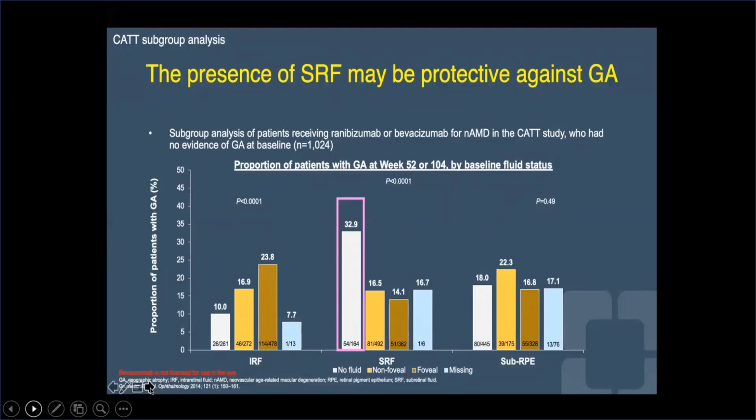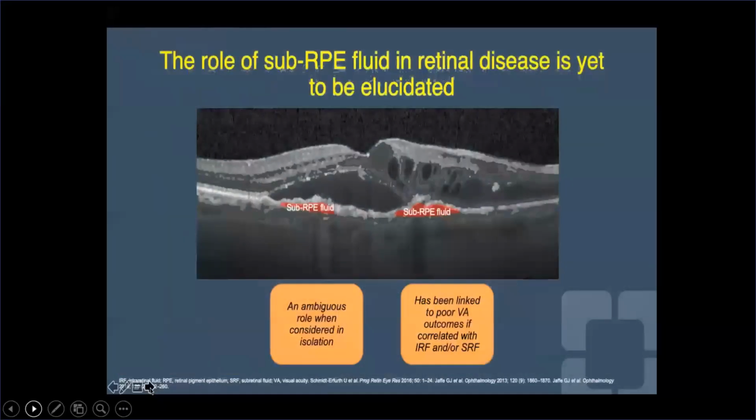So this goes back to the point which I made before, which is that these studies have shown us that subretinal fluid is a better prognosticator from a visual outcome standpoint, but also might have a better outcome with regards to preventing geographic atrophy or macular atrophy from forming in this condition.